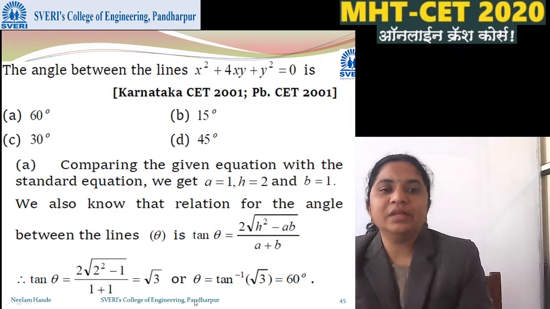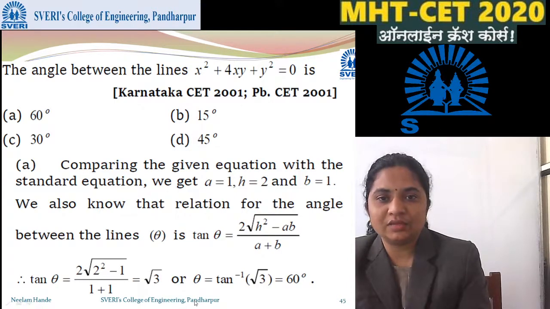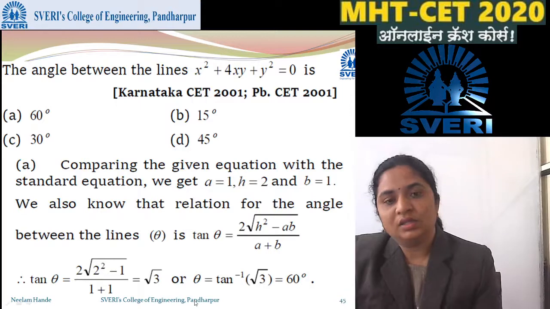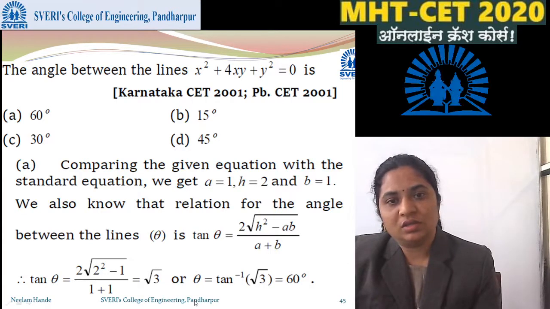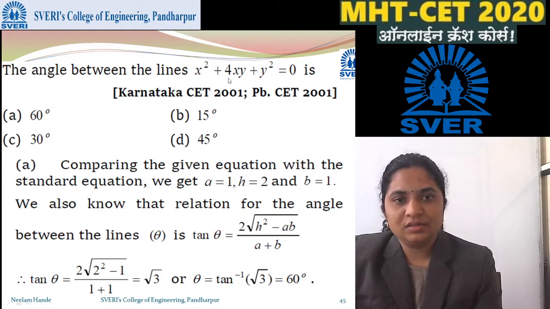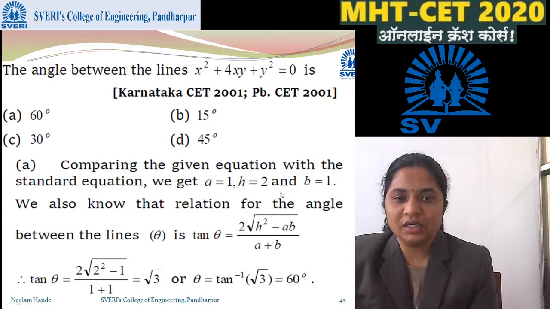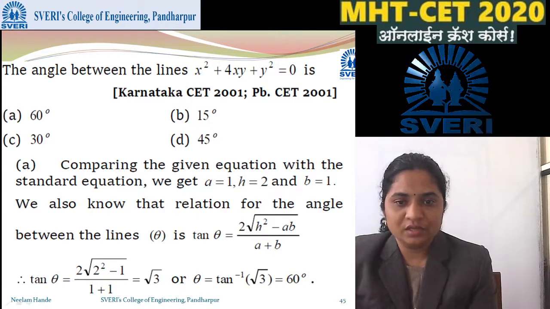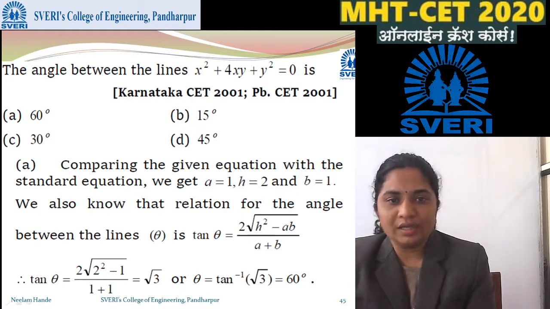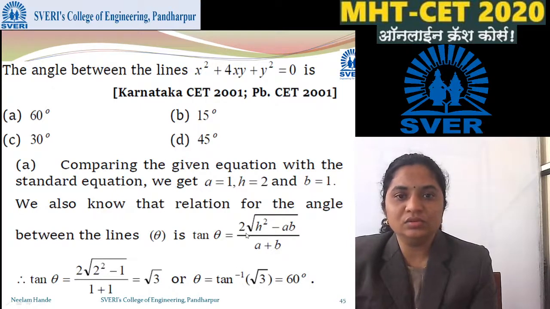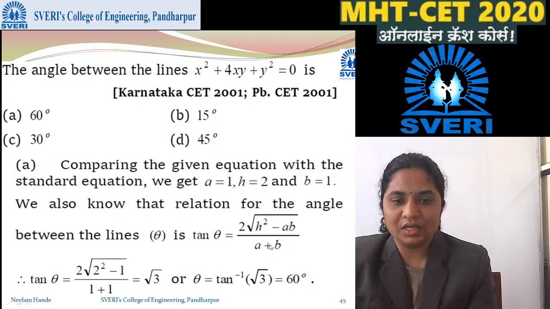Next, the angle between the lines x square plus 4xy plus y square equal to 0 is. So this is a pair of straight lines, and the angle between them is asked. Comparing with the standard form, we get the a, h and b values. We know the formula for the angle between the lines: tan theta is 2 into root h square minus ab upon a plus b.